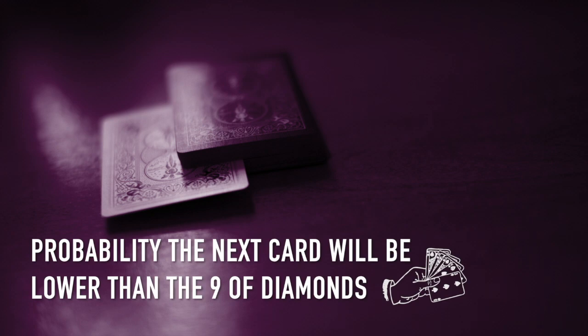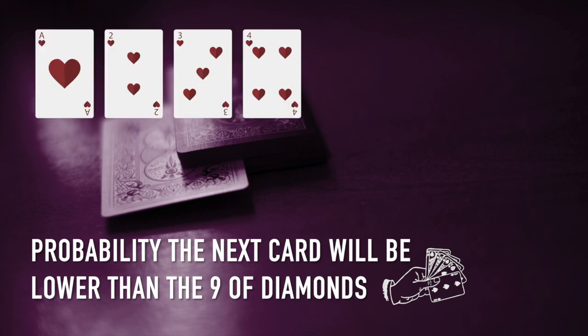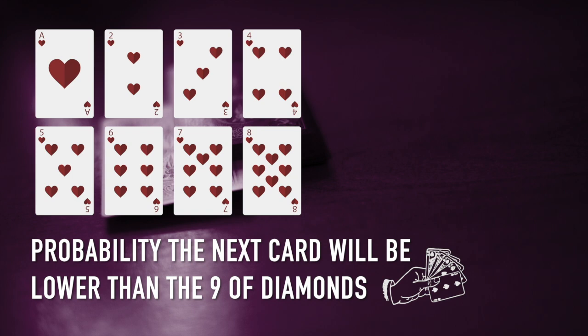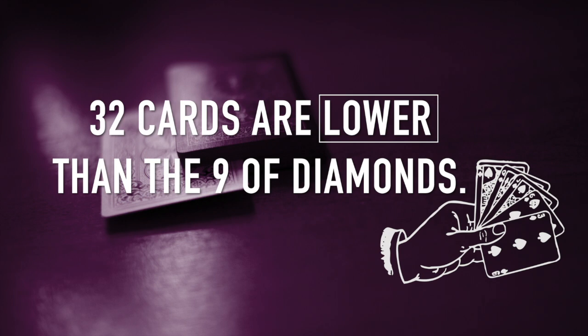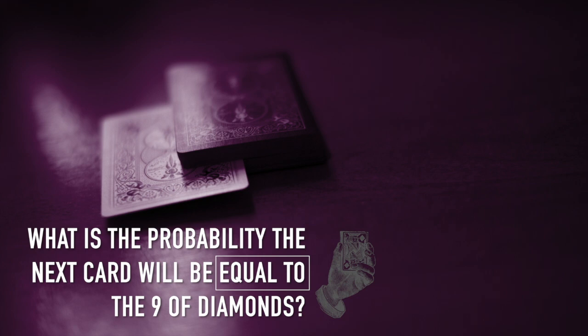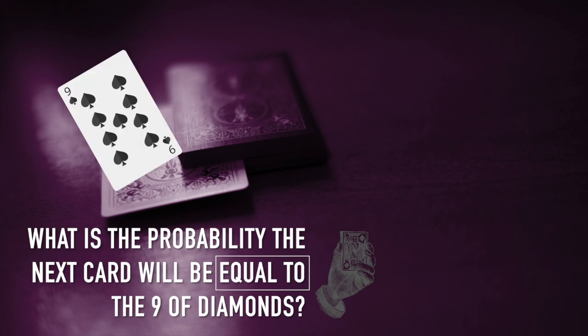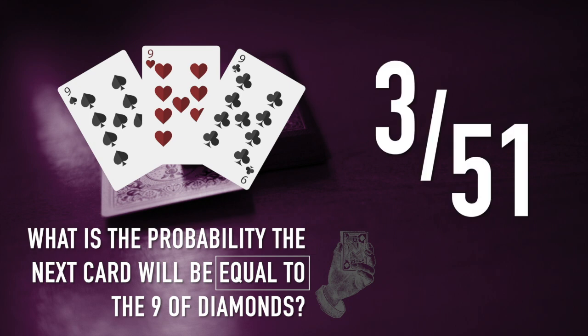Now do your probability that it's lower. The cards that are lower than that 9 of diamonds are the ace, 2, 3, 4, 5, 6, 7, and 8. At 4 suits, that's going to be 32 cards. There are 32 cards lower than the 9 of diamonds, so your probability for that area in your chart is going to be 32 over 51. The probability that you are going to be equal to the 9 of diamonds are the 3 cards remaining, 9 of spades, 9 of hearts, and 9 of clubs. That will be a probability of 3 over 51.